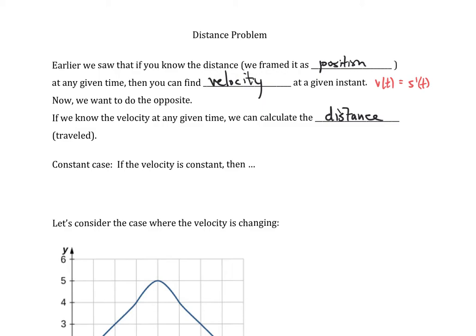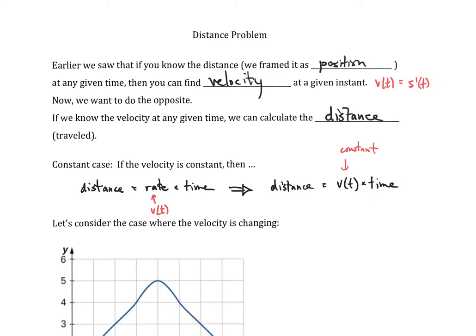Now, you guys are probably familiar with this: distance is equal to the rate times the time, right? Well, this rate is really our velocity, v of t. So if we had a constant velocity type situation, then the distance would just be equal to the velocity times time. But remember, we're saying in this case that this number is a constant.